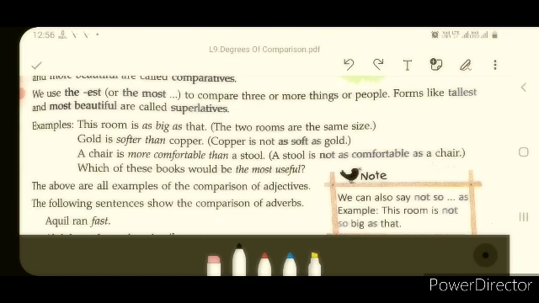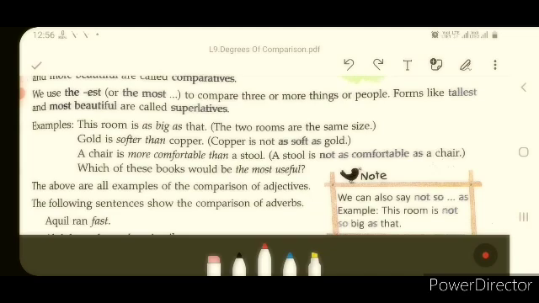Moving on, a chair is more comfortable than a stool. Chair and stool are being compared with the word comfortable, and more is used in order to indicate that the chair, in comparison to the stool, stands out in terms of comfort. See, a stool is not as comfortable as a chair. They have given an explanation in brackets as well for you to understand. Okay, so the above are all examples of comparison of adjectives.